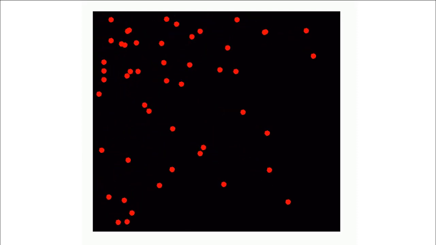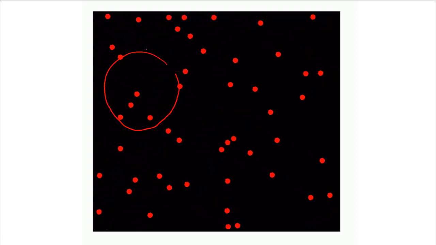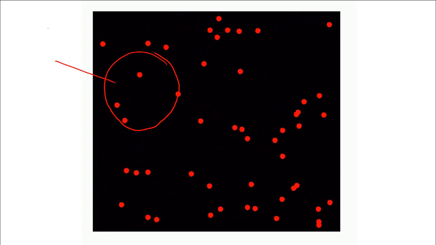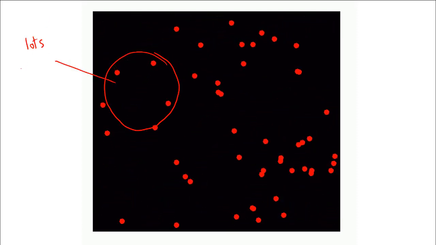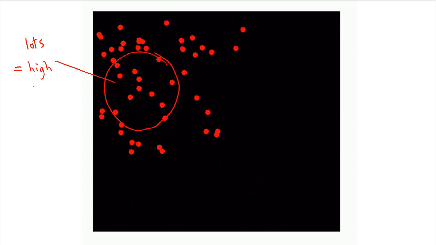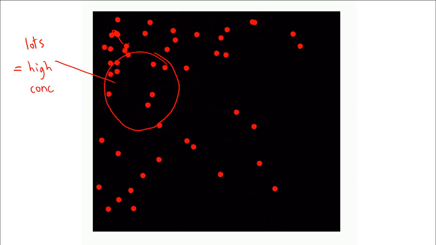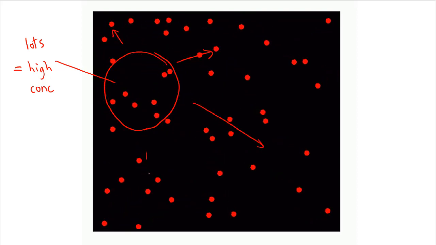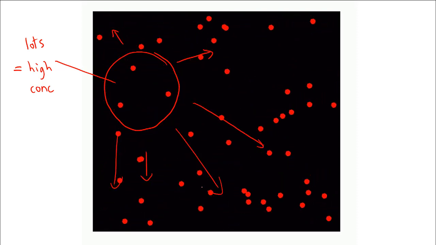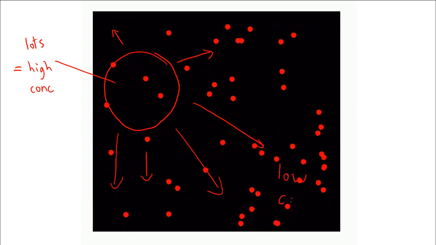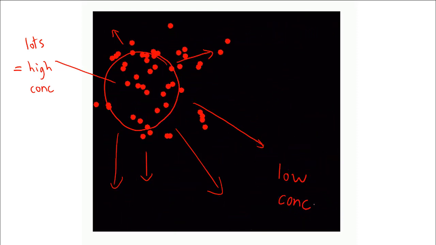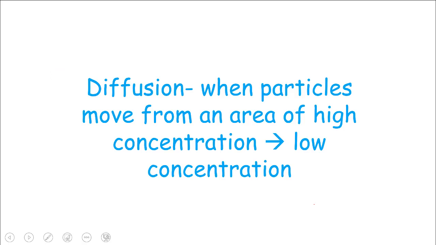So what you'll notice there is that the particles in here start off where there's lots of them, in a high concentration, and they move about all over the place to areas where they are in low concentration. And that's what diffusion is. Diffusion is when particles move randomly from an area of high concentration to an area of low concentration, sometimes through a selectively permeable membrane, which we'll talk about later.